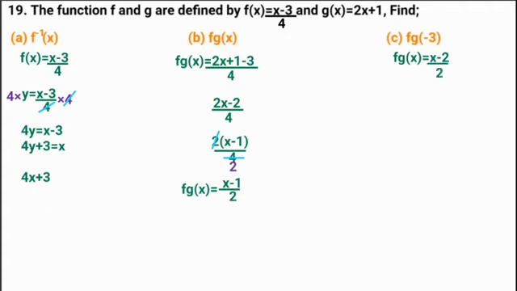Okay, f(g(x)) is equal to (x minus 1) over 2. So what I'm going to do now is put, where there is x, I'll put -3. So I'm going to have f(g(-3)) is equal to, so there is x, so we're going to put -3 there.